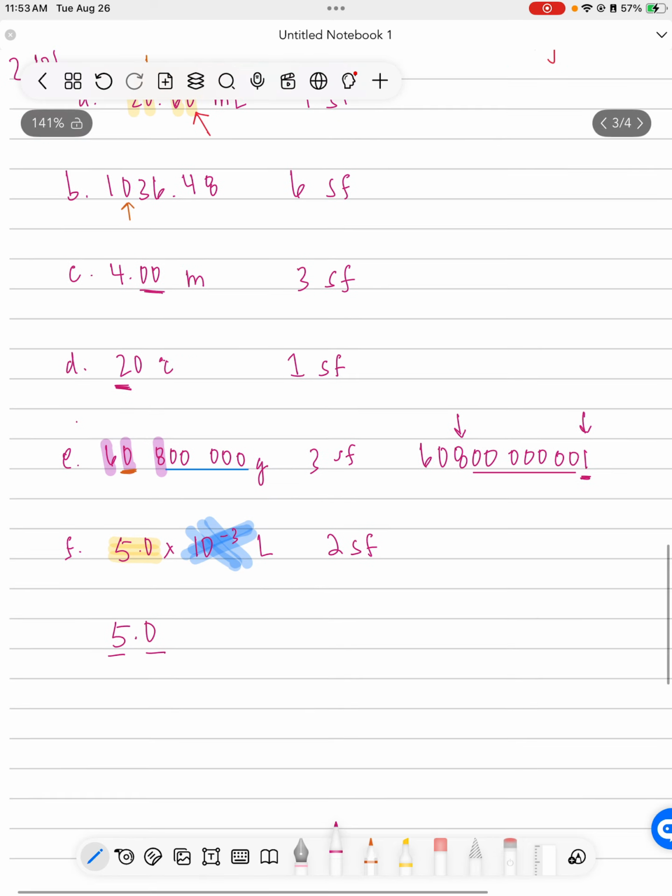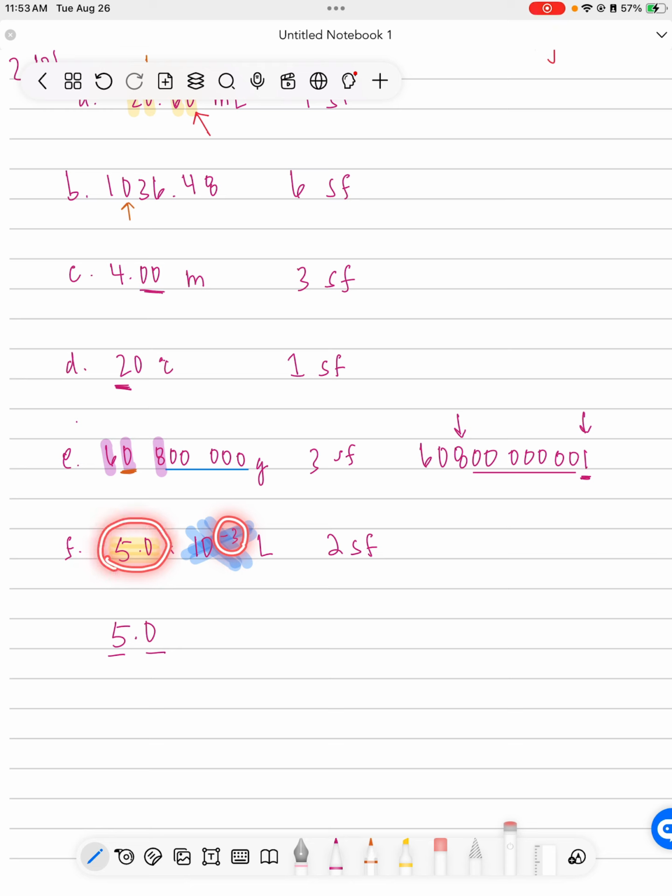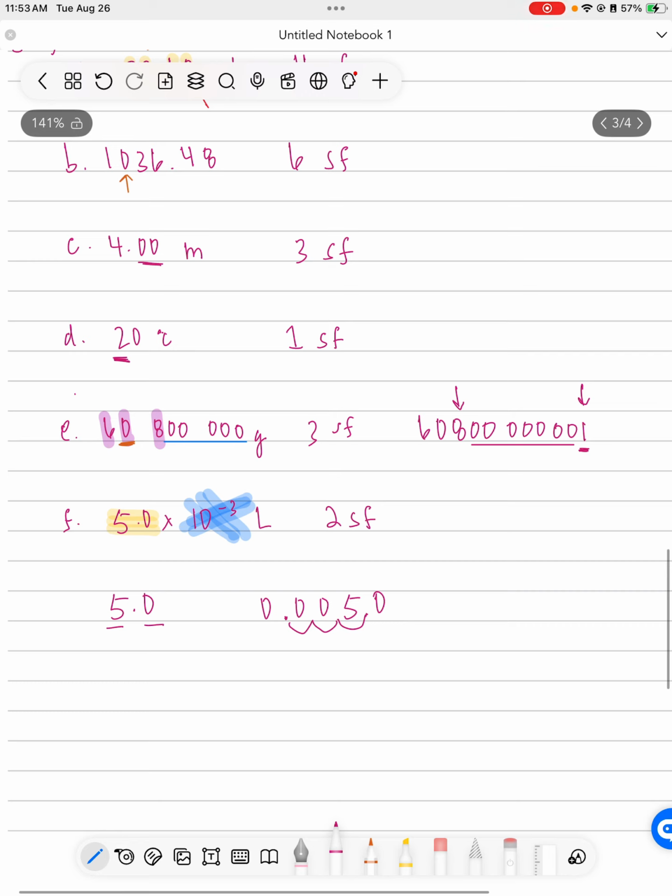Just for fun, let's write out that number in standard notation. So remember, when we have a negative number as our exponent, that means this number is going to get smaller when we write it in standard notation. So 5.0, and we have -3, so we're going to go to the left 3 decimal places. 1, 2, 3. Here's our decimal. Put zeros here. Let's talk about this number. So our scientific notation number has 2 significant figures.